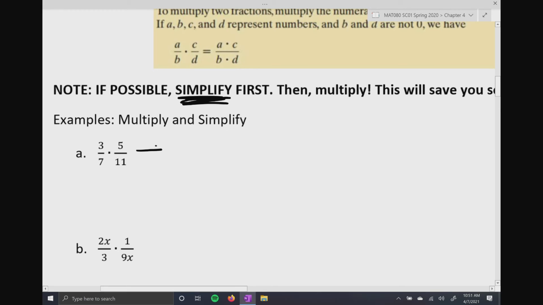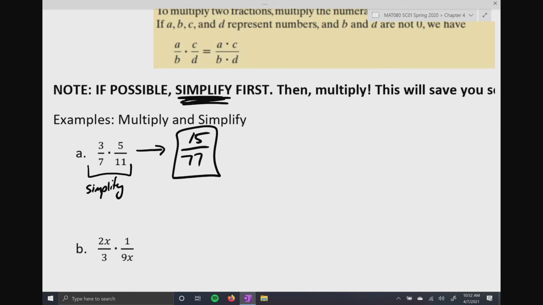If you were to multiply 3 times 5 and then 7 times 11, you already know your answer is completely simplified. And the question is, how do you know that? If you could simplify, you could have done it at the very start. But since you cannot, your answer cannot be simplified either. Does that make sense, everyone? Let me show you another example, and then we'll call it a day.